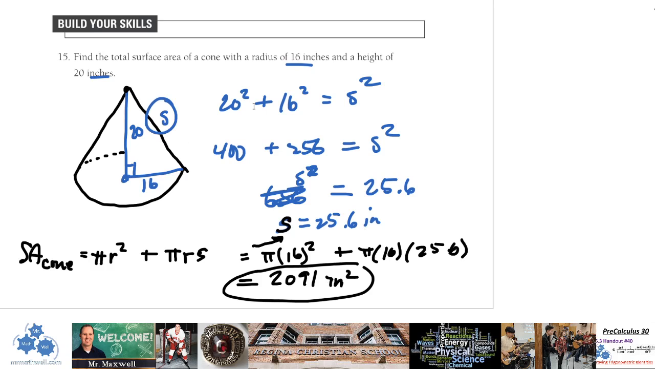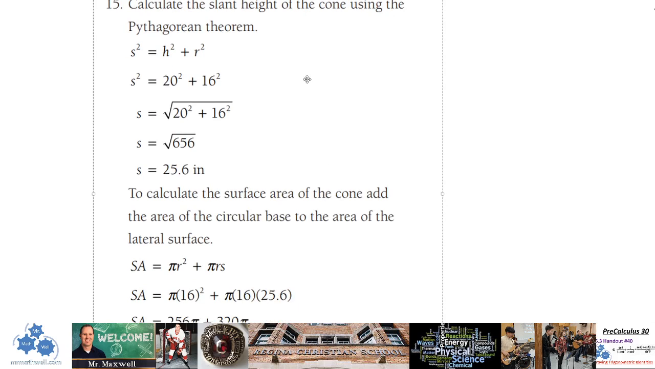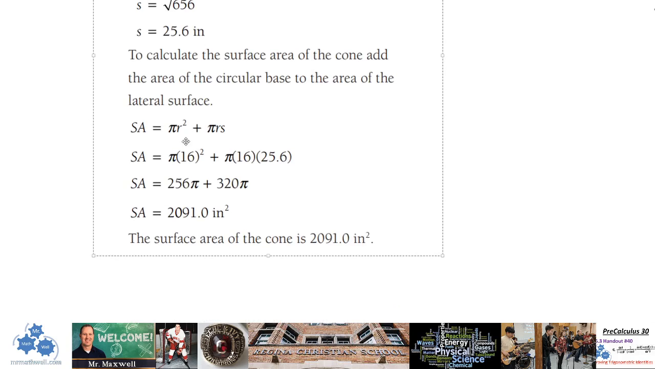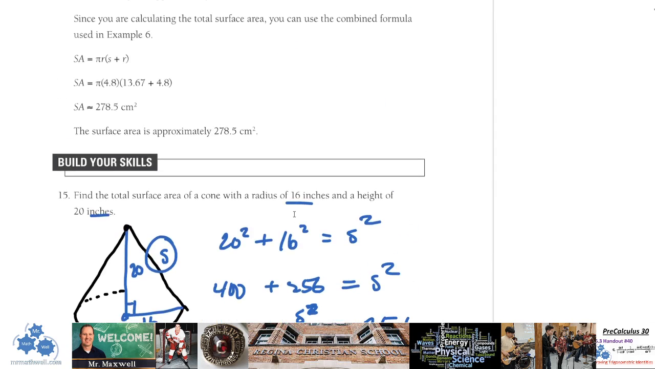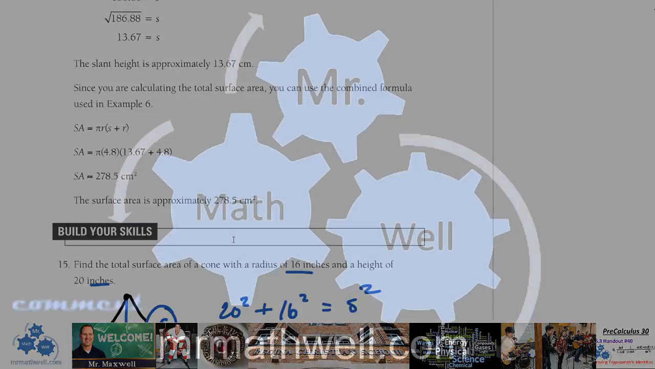We got your little diagram. Did Pythagoras. Here it is, pretty neat. Solve for s, which we did. Surface area is the circle at the bottom plus pi r s. That's the wraparound part of the cone. Fill everything in. 2091 square inches. Good to go? Any questions about the surface area of a cone?